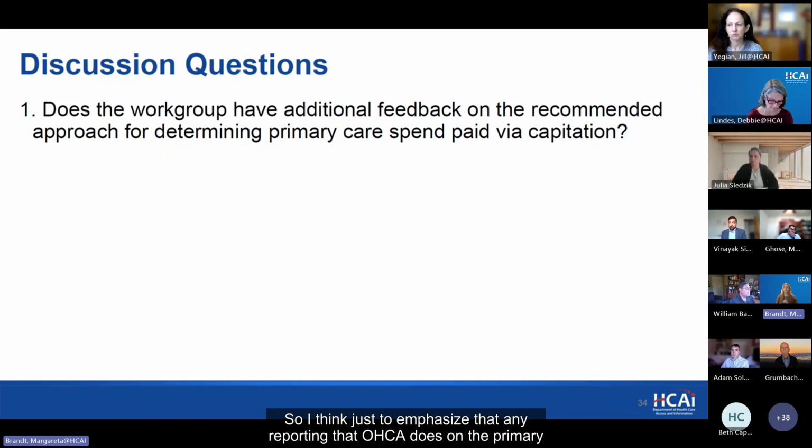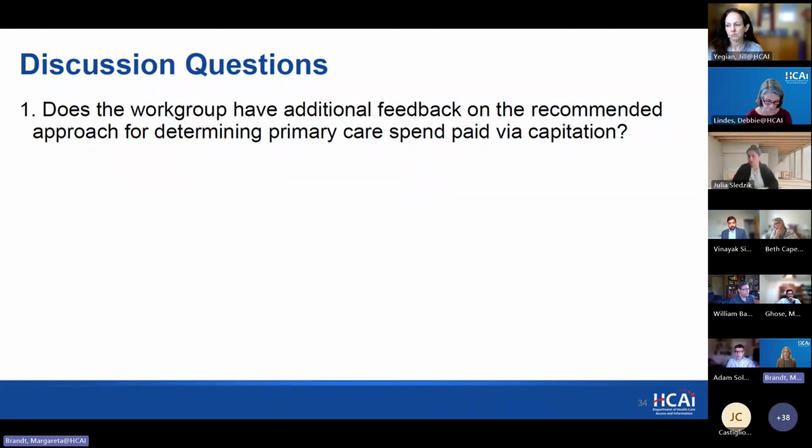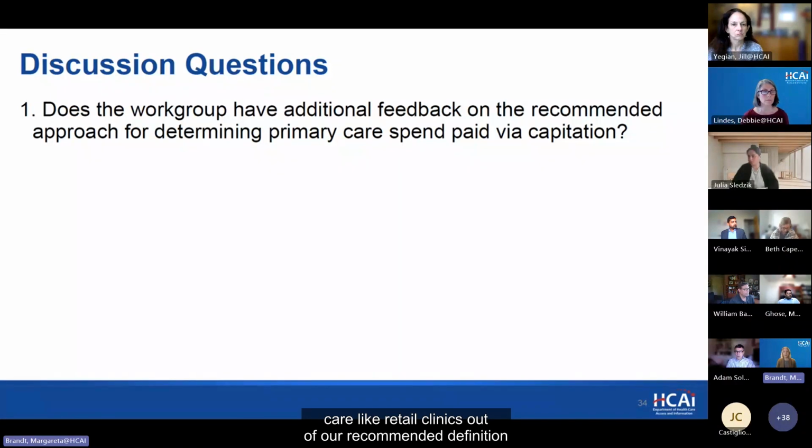Thanks, Mohit. So I think just to emphasize that any reporting that OHCA does on the primary care investment or spending towards the primary care investment benchmark will be complemented with our definition, what's included in the definition and what's excluded, to be very clear about what we are counting. I'd also note that we recognize we are leaving some sites of care like retail clinics out of our recommended definition. And we're thinking about how we could use the healthcare payments database to better understand the use of those sites of care for primary care services. So that is something that we're continuing to think about and will explore in the future.